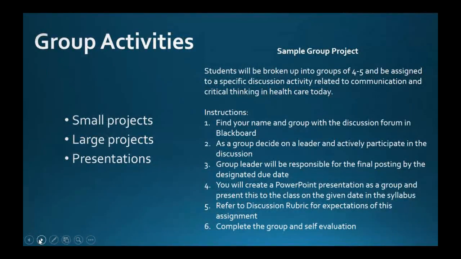Group activities, so those can be small, they can be large group, they can be presentations. This is just an example of a group activity that we had from our Blackboard. I just kind of put it over. Students will be broken into groups of 4 or 5 and assigned a specific discussion activity related to communication. And then I gave them very, very clear instructions as to what to do, that there would be a rubric available. I'm not going to go over the whole thing. And that there would be group and self-evaluation.